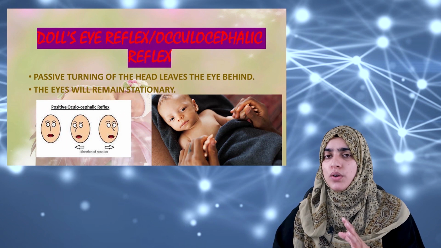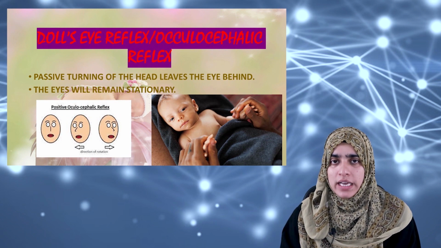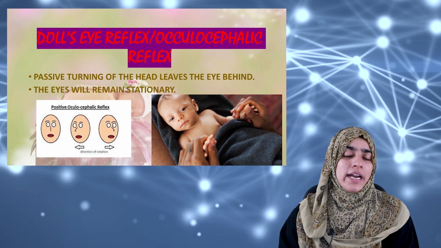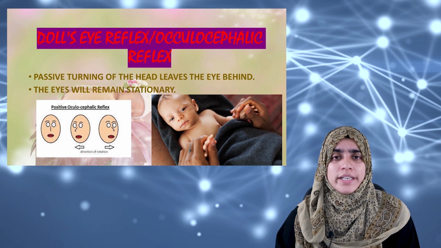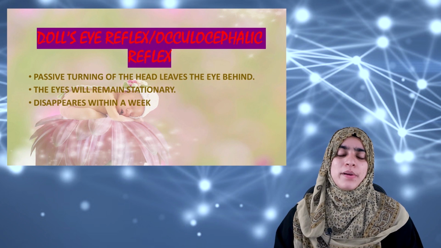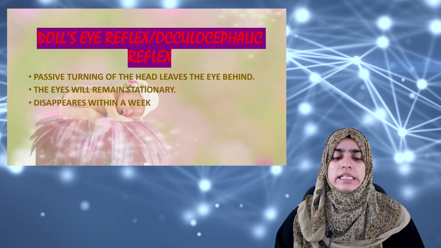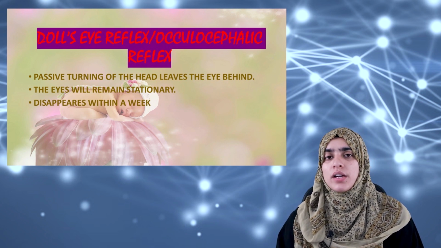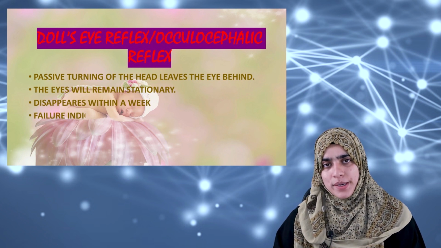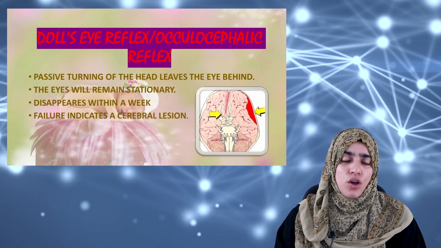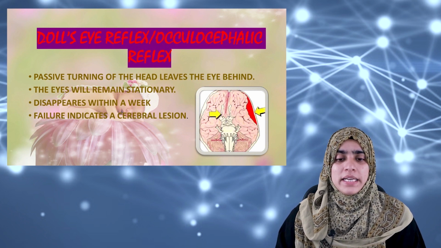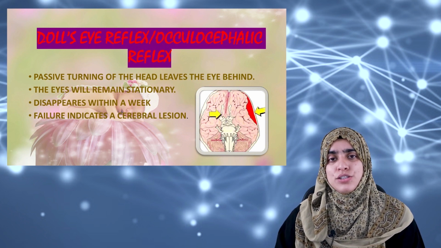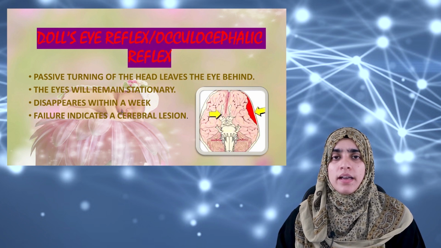It will leave the eyes stationary. Immediately, they cannot adjust to the new position, so they cannot move the eyes along with the turning of the head. This will be present at the time of birth and it will disappear within a week or 2 weeks of the birth. If this reflex is not present or if it is not proper, then it may indicate the cerebral lesions present in the baby's head.